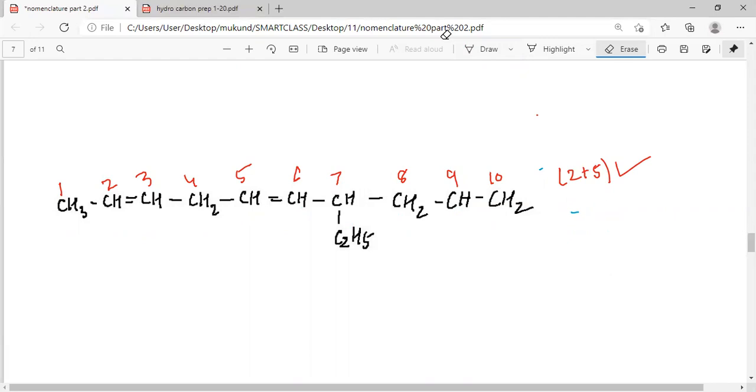So now, dear students, let's find out the branches. On seventh carbon we have an ethyl group, and on second and fifth carbon we have double bonds. So we can write it as dec.